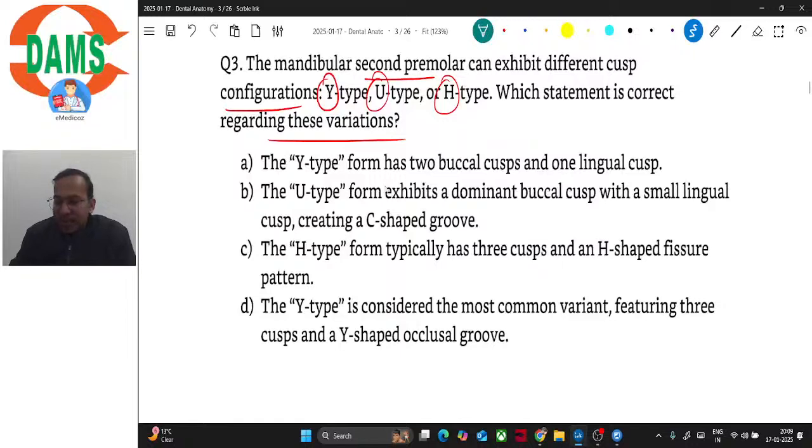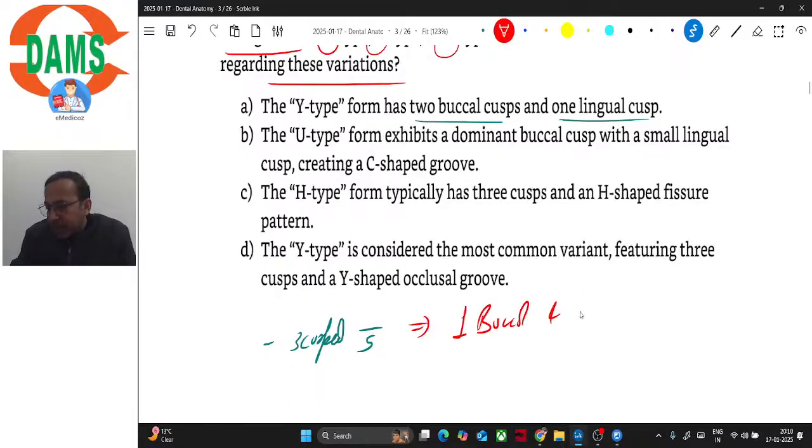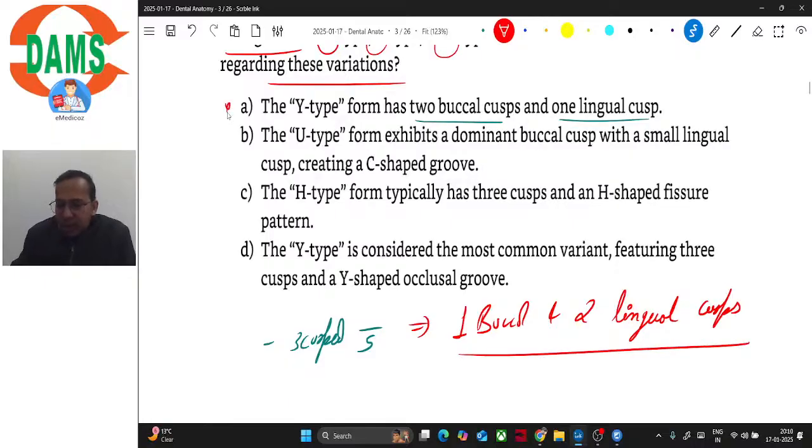Option A says the Y type form has two buccal cusps and one lingual cusp. Do you think the mandibular second premolar has two buccal cusps, or does it have two lingual cusps and a single buccal cusp? Obviously, the three-cusped mandibular second premolar has one buccal and two lingual cusps, isn't it? So option A is incorrect.